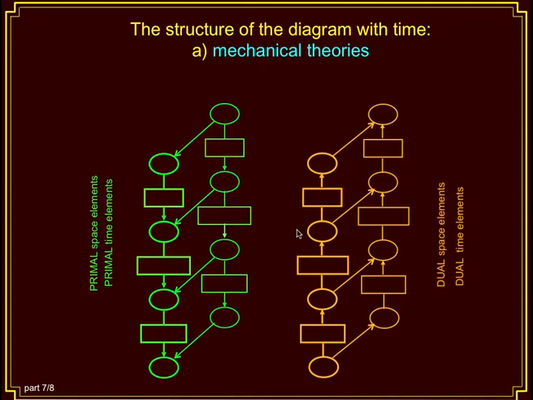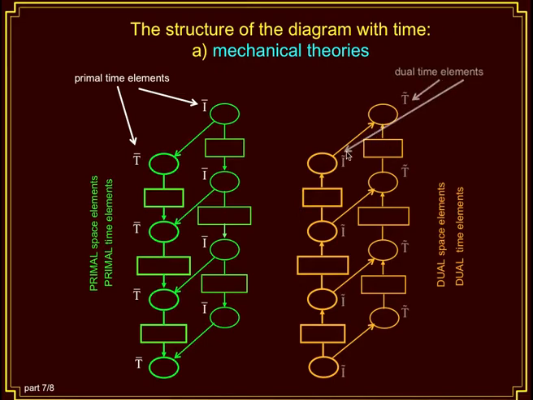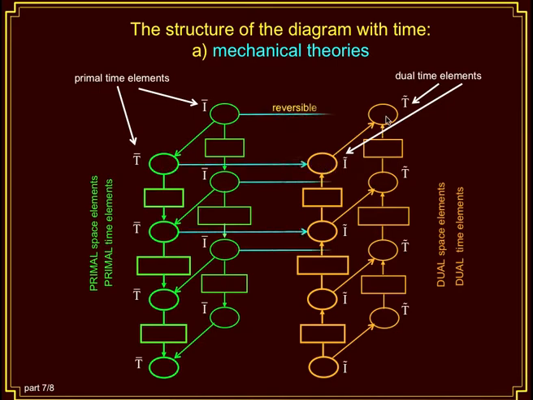The structure of the diagram with time. Mechanical theories. This is a typical diagram. These are the primal time elements typical of mechanical theories. And here you have the dual time elements, typical of mechanical theories, once more. For example, here you have the position vector, here you have the velocity, you have momentum, and here force.